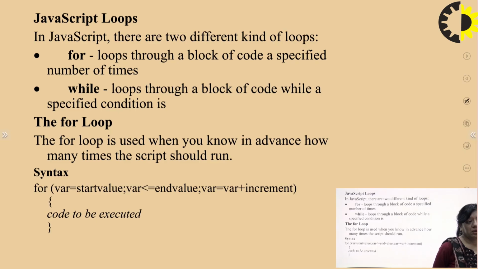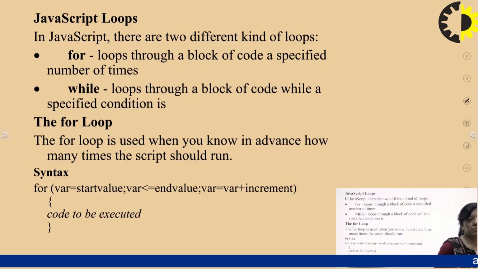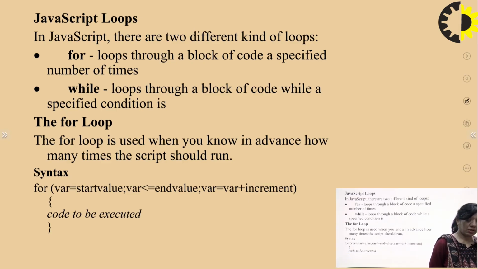For loop means loops through a block of code a specified number of times, and while loop loops through a block of code while a specified condition is true. Now in detail, I am going to tell you what a for loop is. A for loop is used when you know in advance how many times the script should run. Script means any kind of statement we want to run any number of times.